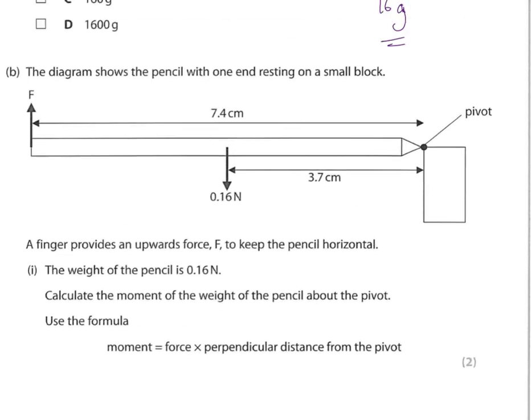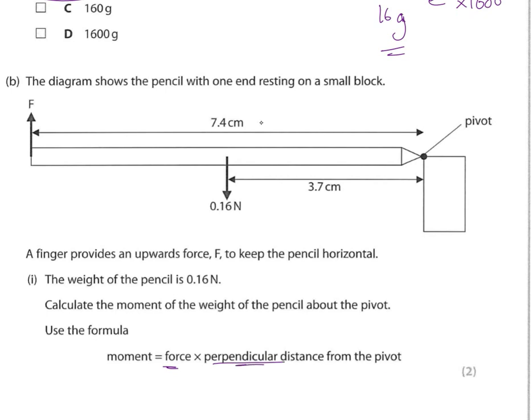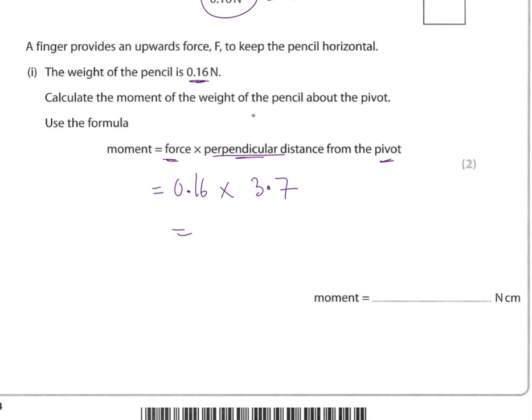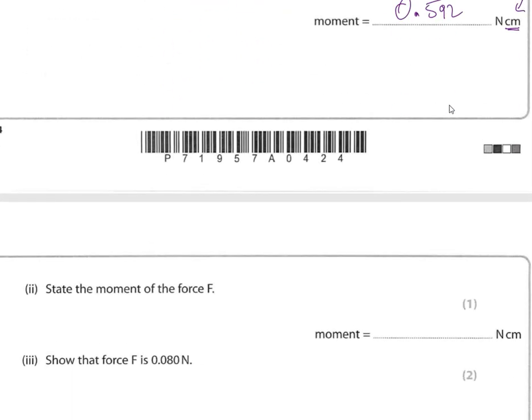Now, this is a moment. The question says it's force multiplied by perpendicular distance from the pivot. So the force is this one. So where is the perpendicular distance to that force? The perpendicular distance is this one here. So it's going to be 0.16 times 3.7. Now I need to check, do I need to convert? Look, centimeters. Do I need to convert? No, because it is in centimeters. So this will give me 0.592. Okay. Now, next question. State the moment of force F. Now, first of all, where's F?